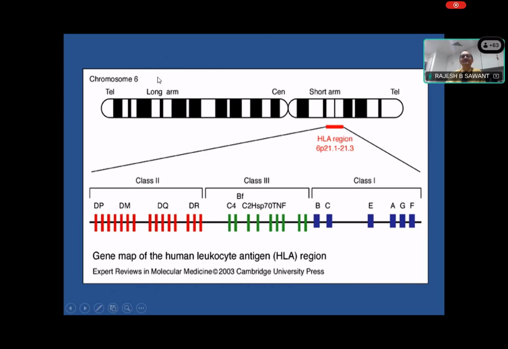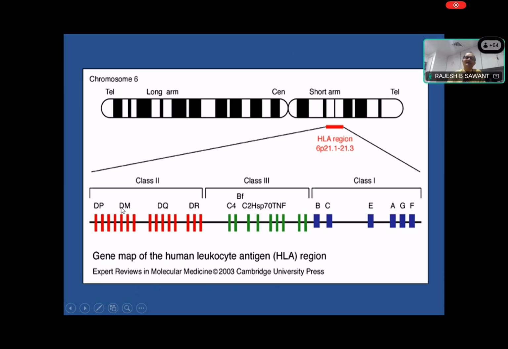So this HLA is related to chromosome number 6. On the short arm of chromosome 6, in this particular region, you can see that there is the HLA region. And basically, when you are talking about HLA, you will deal with class 1 HLA, which includes the A, B, and C HLA types, and class 2 HLA, which includes the DR, DQ, and DP types.